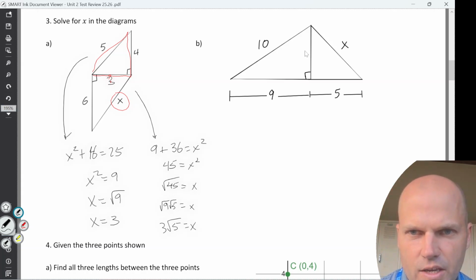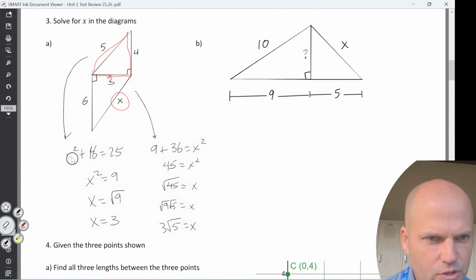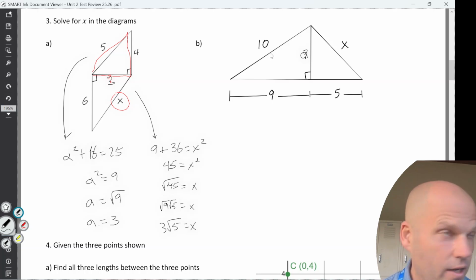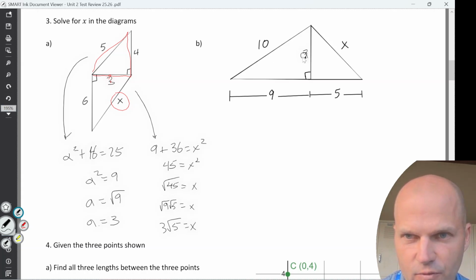All right, kind of same thing here. I need to find this missing length here. I probably shouldn't have put x. I probably should have put a. So we want to find a in the triangle with the 10 and the 9, and then after finding a, we want to find x. We notice that 10 is the hypotenuse, so a is a leg, so it'll be a squared plus 9 squared equals 10 squared.